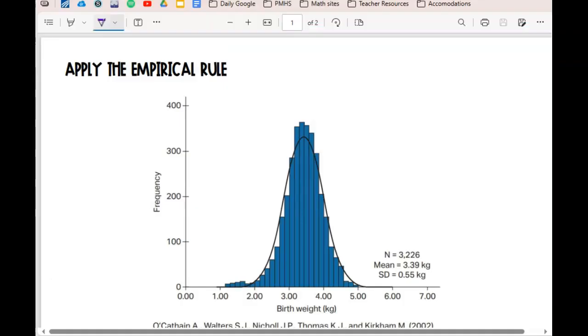Okay, so now that we know the empirical rule that you have in your notebook, like I said, take it home if you need it so you can complete this paper. Okay.